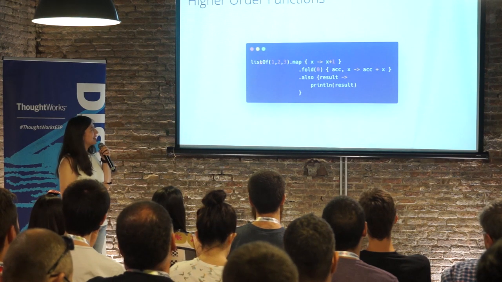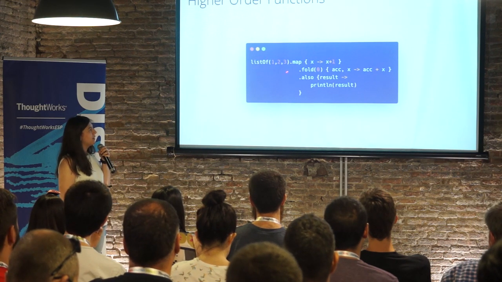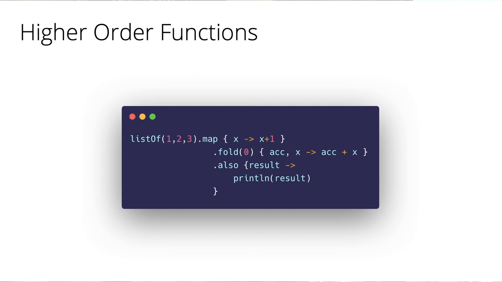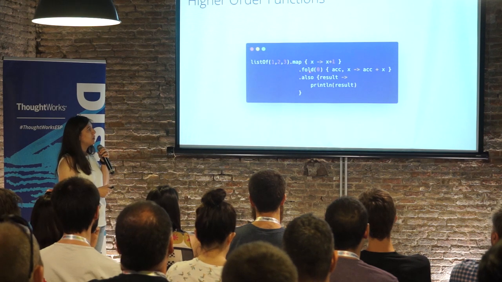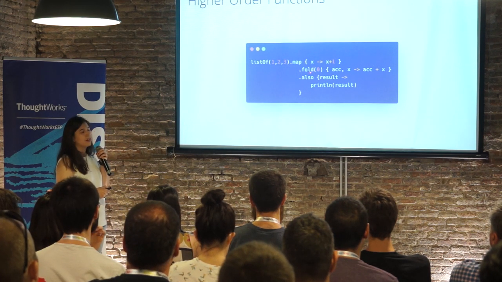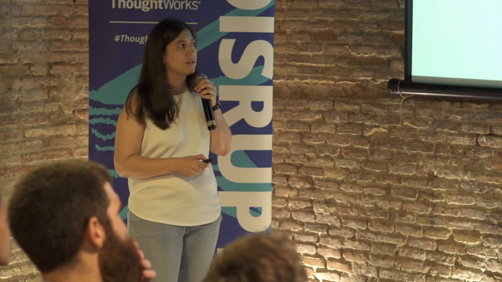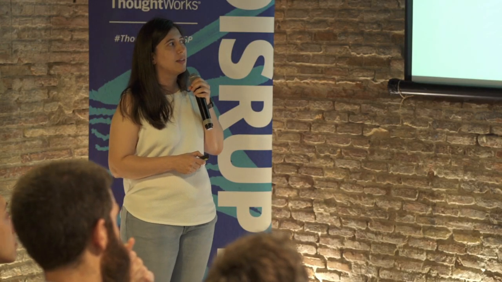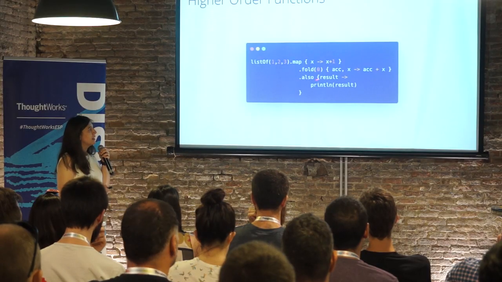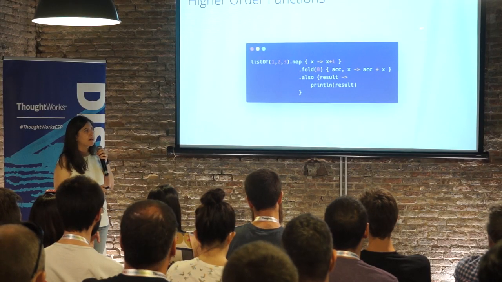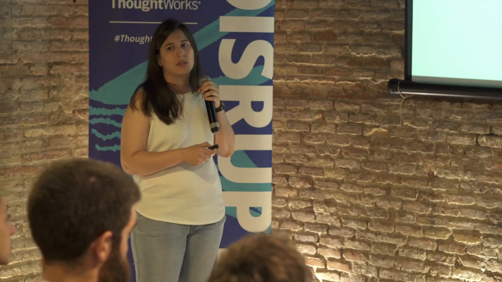But in this case, we have a list of three elements, and we call the higher-order function map, passing a lambda inside. And this lambda is going to transform these three values. Then we are going to call another higher-order function, fold, passing the lambda expression that we want to apply, and the accumulator, the default value. And at the end, we are going to call another higher-order function that is a scope function, that is going to print the result of this chain.